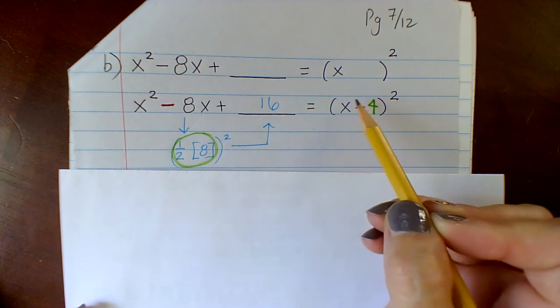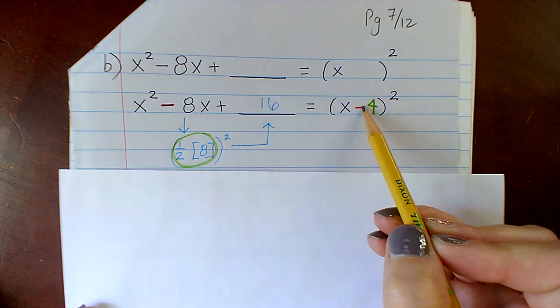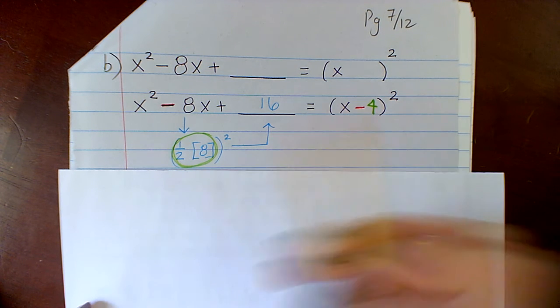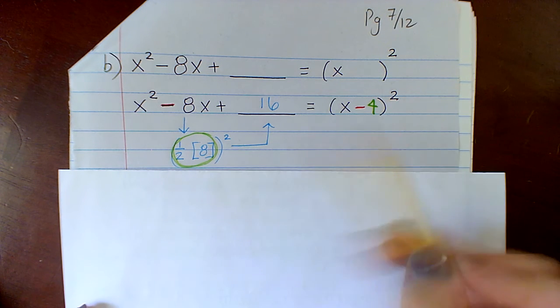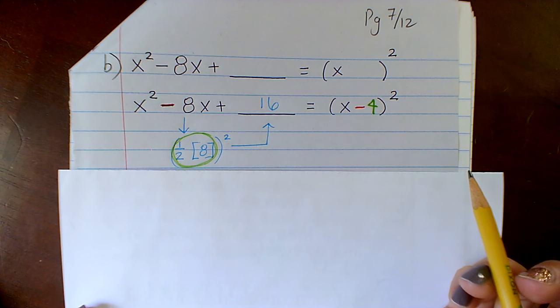What is this going to factor into? Well, that's a subtraction, so that's going to be a subtraction. This is going to be a 4 because of that half of the middle term. Pretty cool, huh?